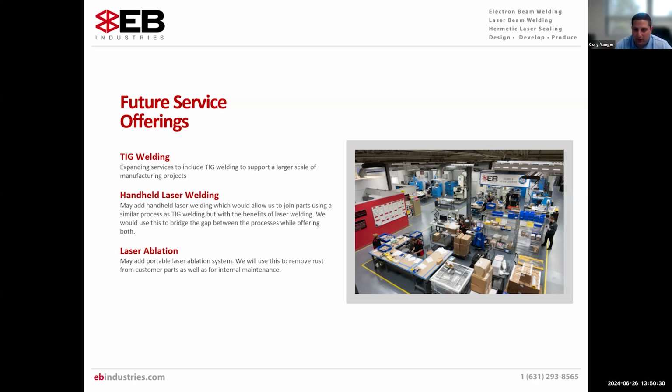Another thing that we're exploring bringing in-house is handheld laser welding. Basically, this process is laser welding using a handheld laser source, which mimics the manual aspects of TIG welding, with the benefits of laser welding. There are a bunch of difficult laser welds that we perform here due to things like size, access, and location that would be more successful using a more manual process like handheld laser welding.